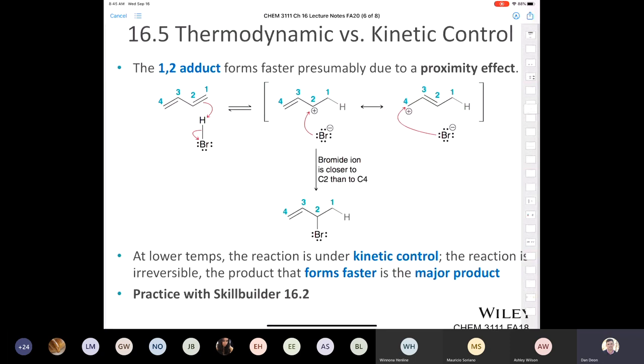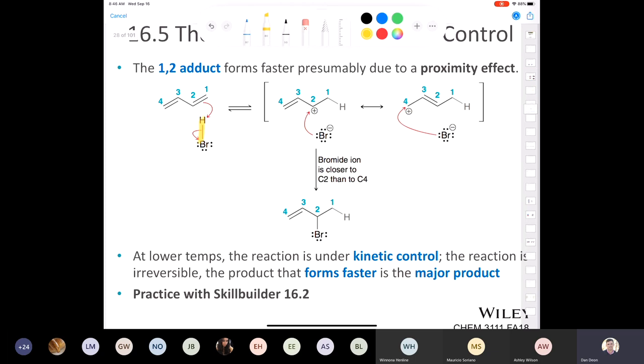And it says that the 1-2 adduct forms faster due to what's called the proximity effect. And it's really just because you have this molecule, the HBr molecule, right? And when you protonate carbon one, well, the bromide is going to be closer to this carbocation, right? Because it's right next to where the hydrogen was added, okay? Nothing more than that. So at lower temperatures, the reaction is said to be under kinetic control. The reaction is irreversible, and the product that forms faster will be the major product.